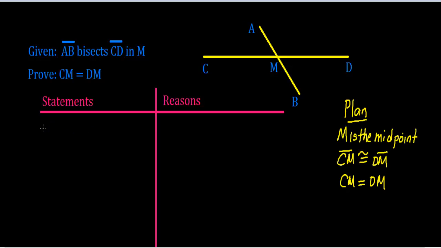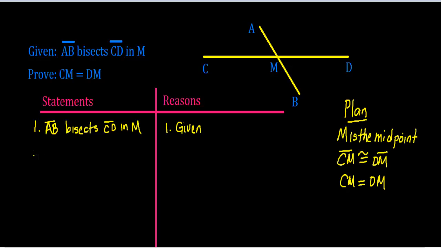Let's start writing our statements in our statements column. For my first statement, I'm going to write the given: segment AB bisects segment CD in M. And this is given.